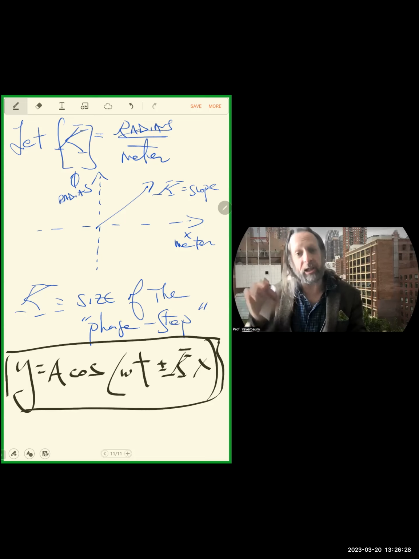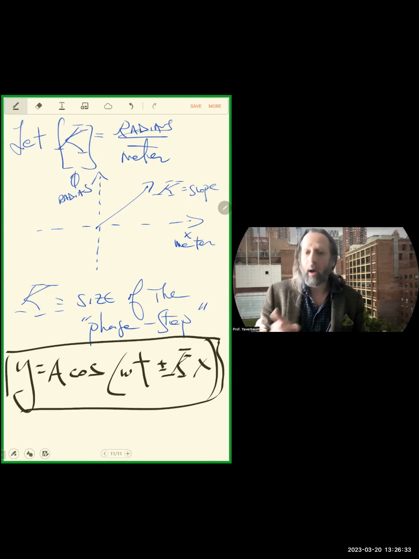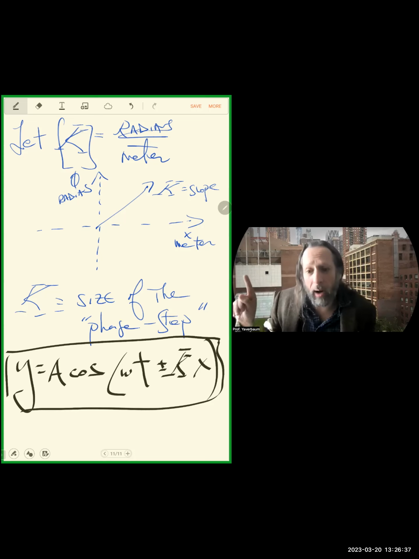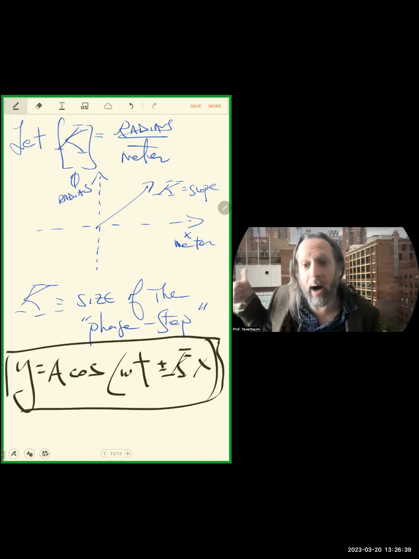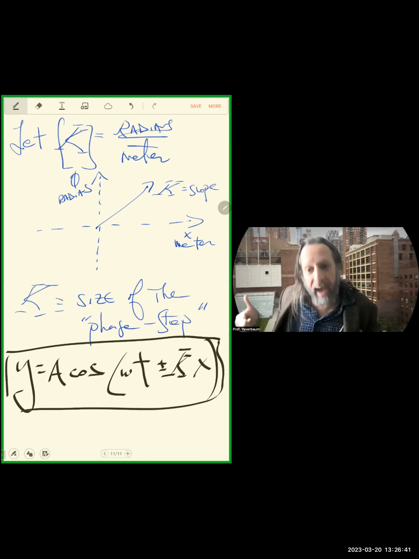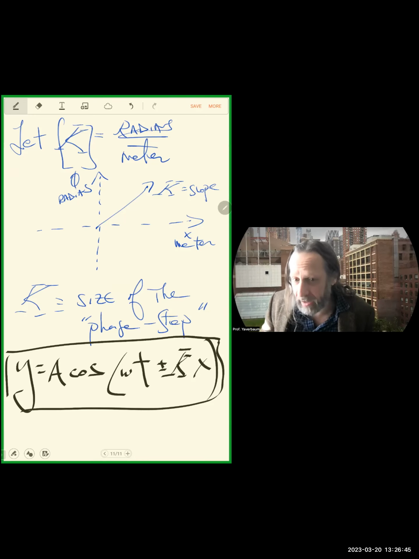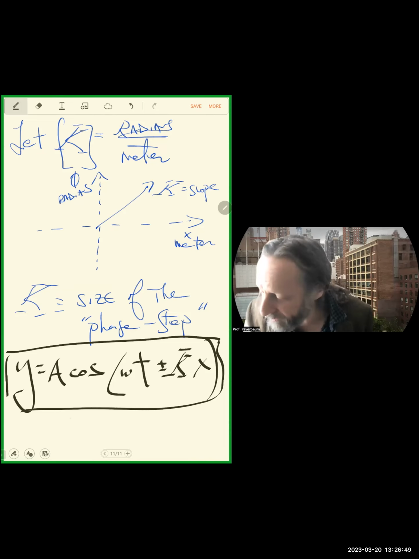This is a collection of oscillators that are arranged horizontally, oscillating vertically, but each one of which has a delay or a head start that's totally based on where it is in the horizontal space, right? That's what this equation says. This is a function of two variables.